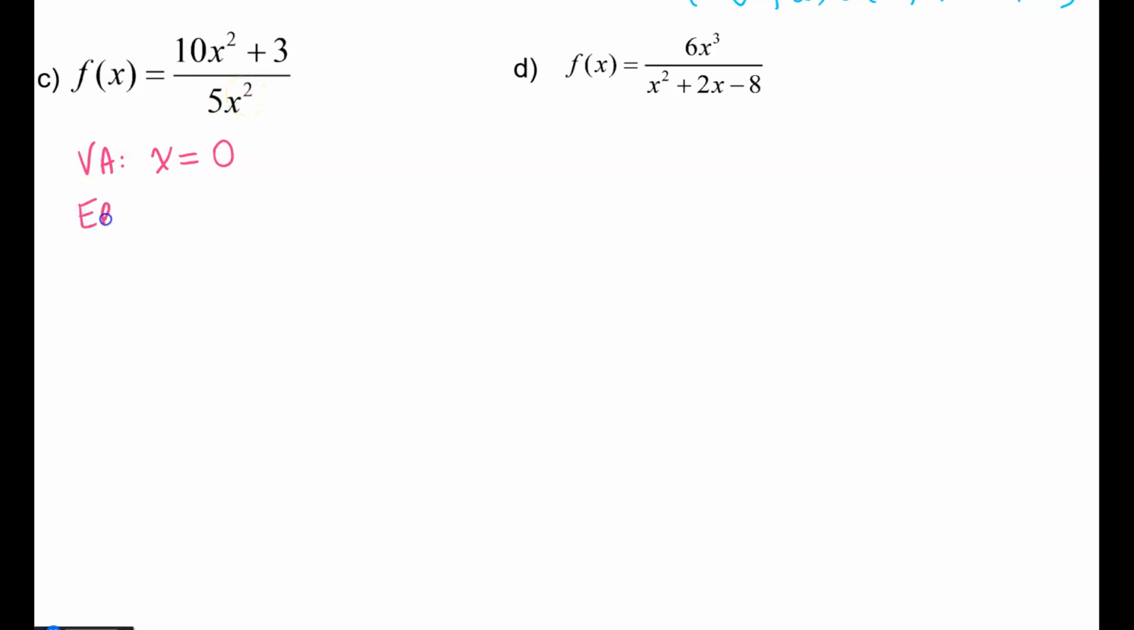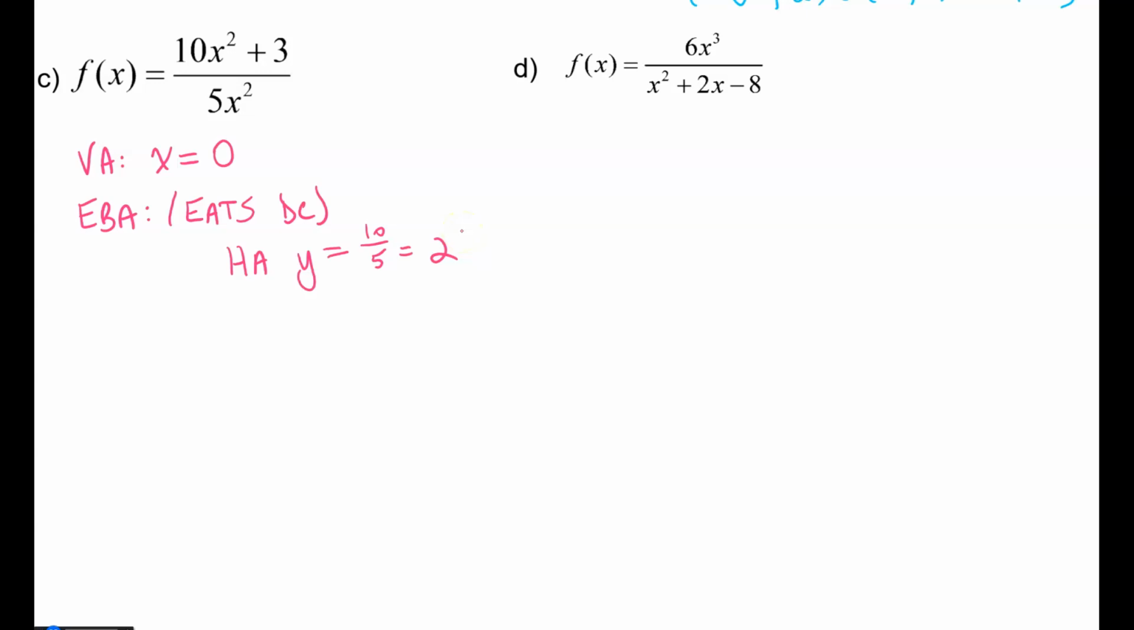Our end behavior asymptote: the exponents are the same, which means we divide the coefficients. Again, that's because we have an x squared term in the numerator and an x squared term in the denominator. So we get a horizontal asymptote at y equals, the coefficients are 10 over 5. So y equals 2 is the horizontal asymptote.